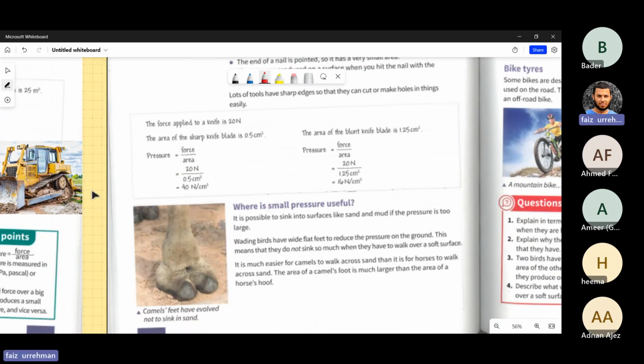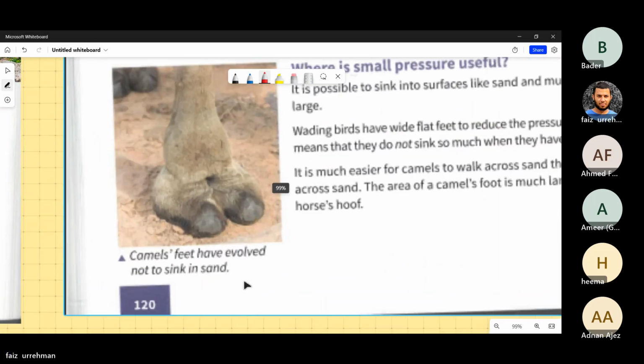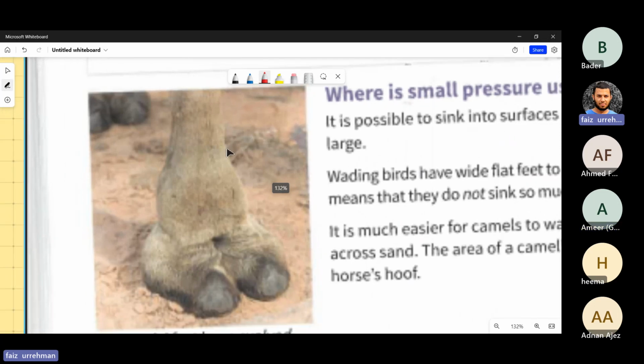Now, what example is shown here? Camel feet. If you don't want to sink in the sand, you should have wide feet, like a camel has wide feet. That's why its feet do not sink into what? The sand.